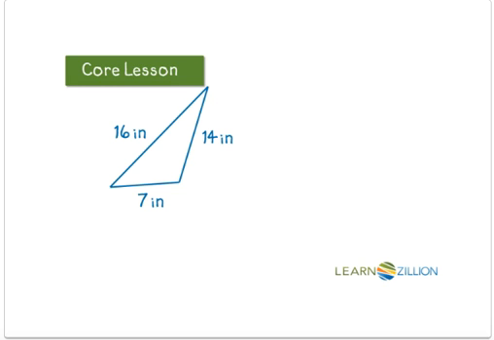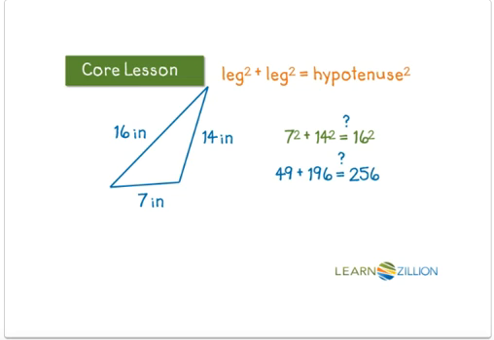Here's our second triangle with side lengths 16, 14, and 7. So here we can clearly see the hypotenuse because it's the longest side, 16 inches. So I'm going to substitute the sides of the triangle into the Pythagorean theorem. I'm going to use a different formula than the one we did before, just so we're comfortable using both formulas. So we want to find out, does 7 squared plus 14 squared equal 16 squared? 49 plus 196, does that equal 256? No, 245 is less than 256.